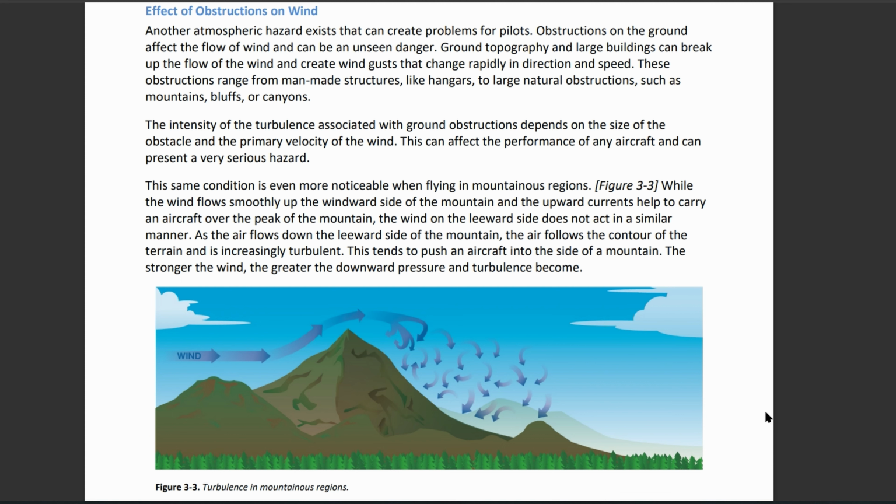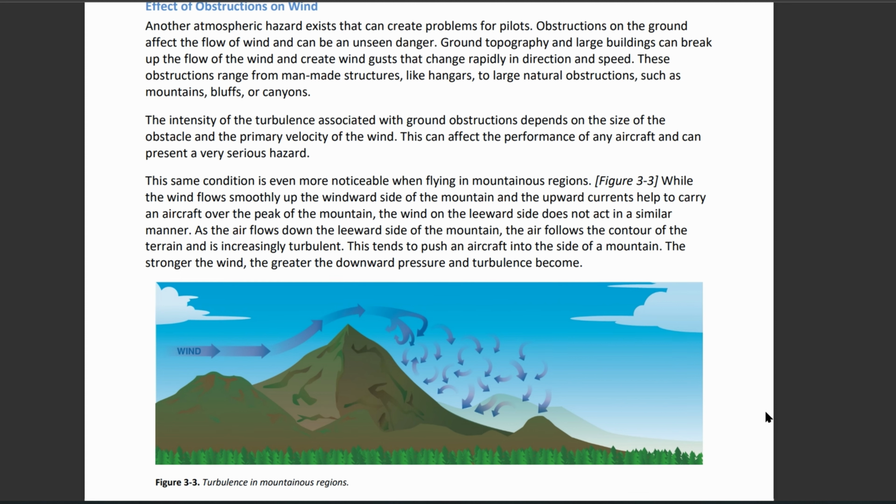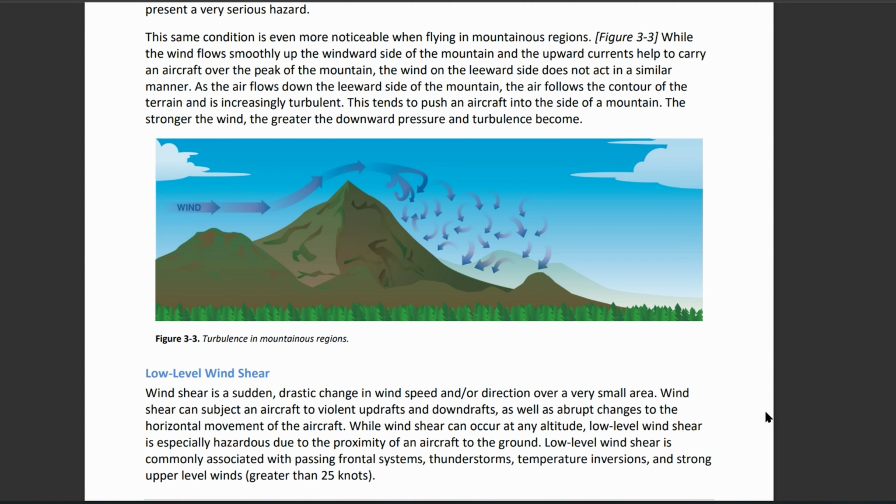So that's just something you need to look out for with the effect of obstructions on wind. We're going to keep going with the effects of weather on our small aircraft. Next, looking at low-level wind shear as well as some weather.